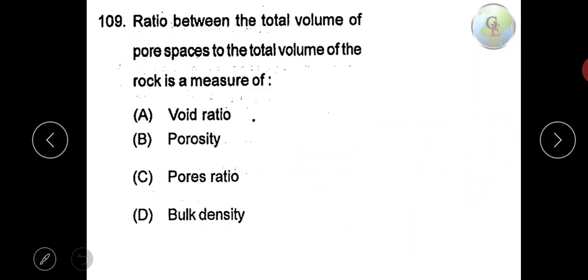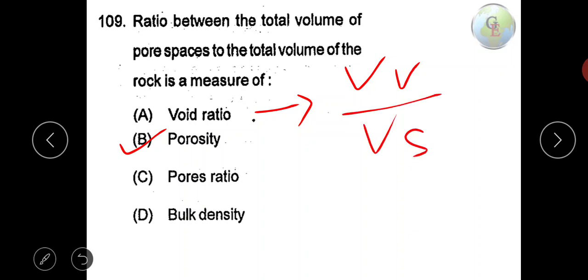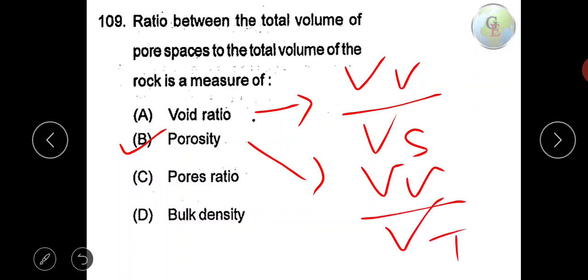Next question: the ratio between total volume of pore spaces to the total volume of the rock is a measure of: void ratio, porosity, pore ratio, or bulk density. The ratio of total volume of pore spaces to the total volume of rock is known as porosity, because void ratio is the volume of void spaces to the volume of solid material.